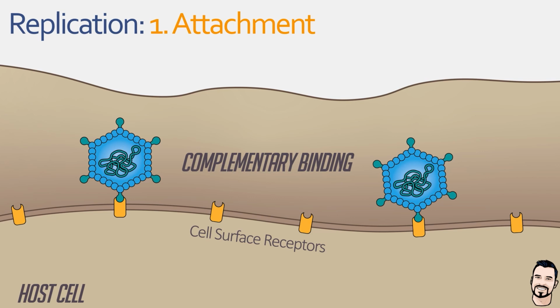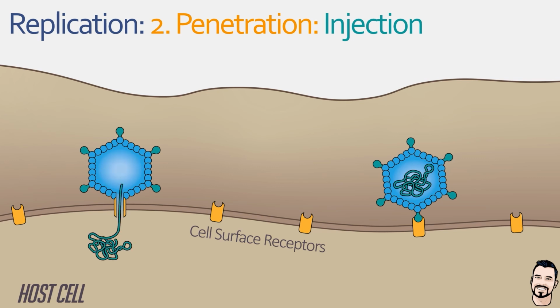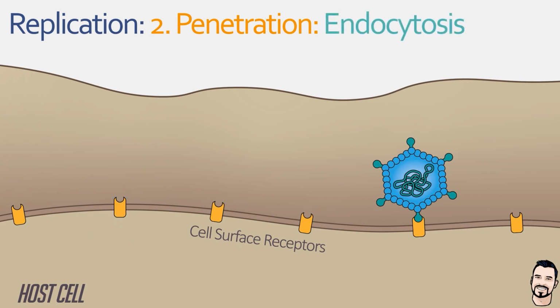Once this attachment starts, the complementary binding usually instigates some form of conformational change, resulting in two different types of penetration. The first method is injection. This is where the genetic material of the virus is directly injected through the plasma membrane into the host cell cytoplasm. The second method is known as endocytosis, and this is a little more complex.